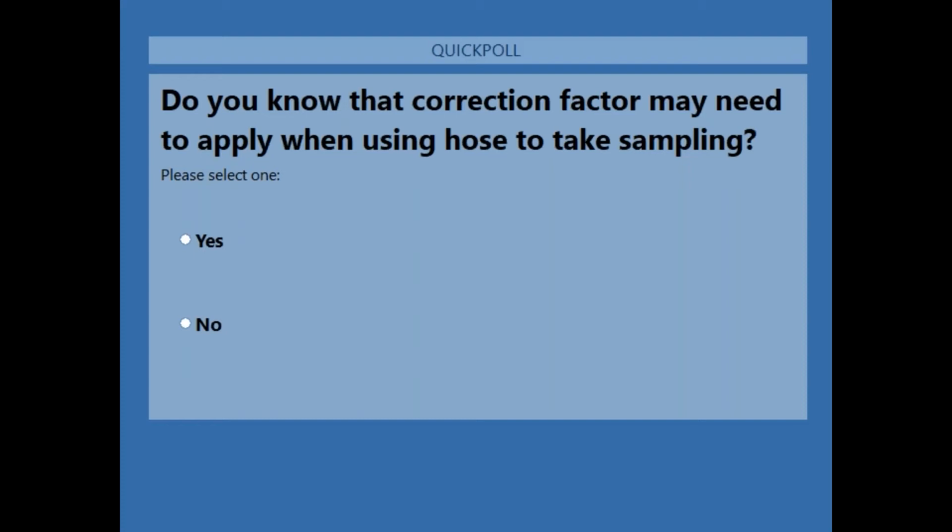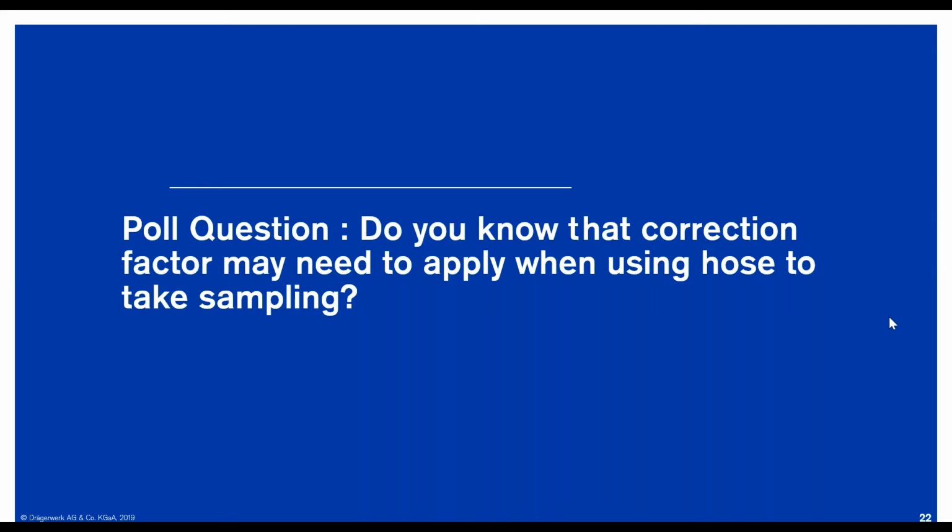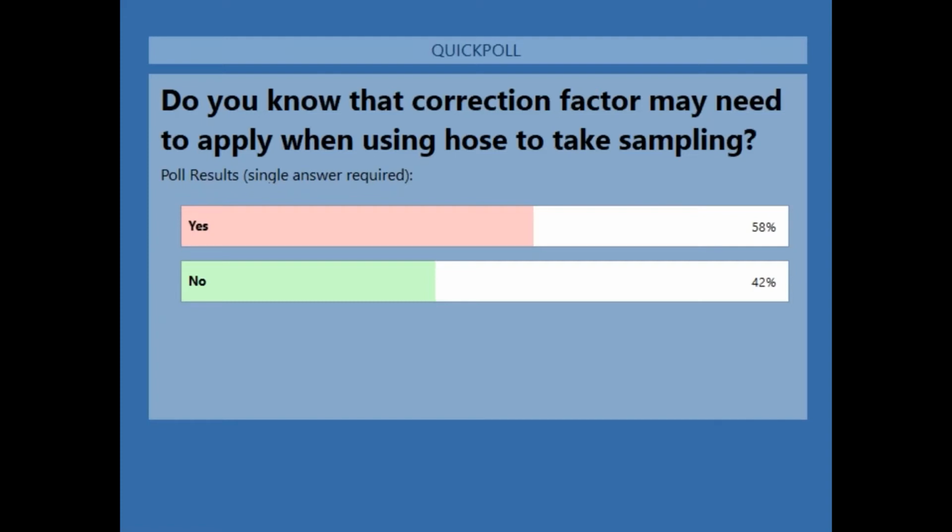Wow, the poll is coming in. Thank you everyone for participating. Let's give another 10 seconds. Okay. Oh, the poll is coming in right now. We have 70% of people voted. We still have 30%. Okay, let me close the poll. Let me share the poll result.